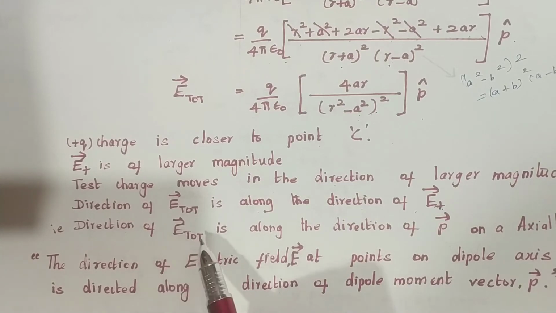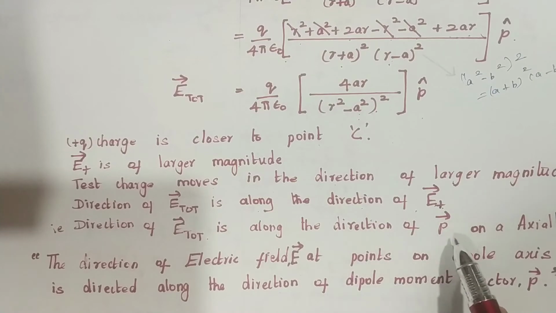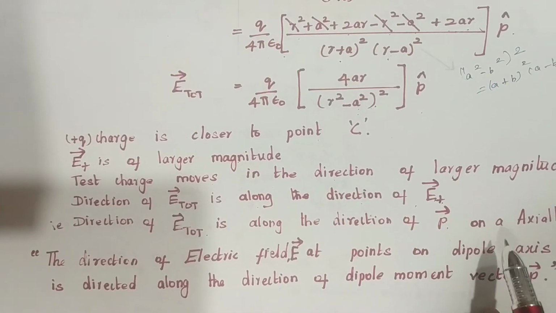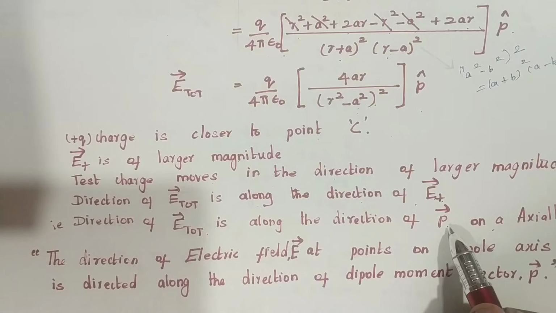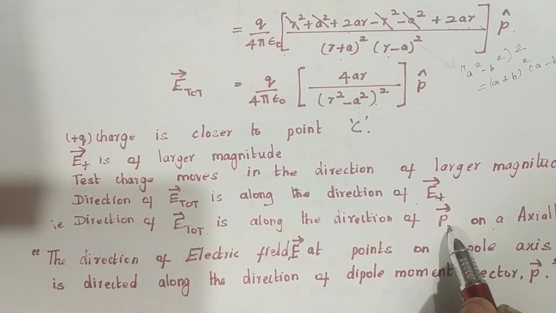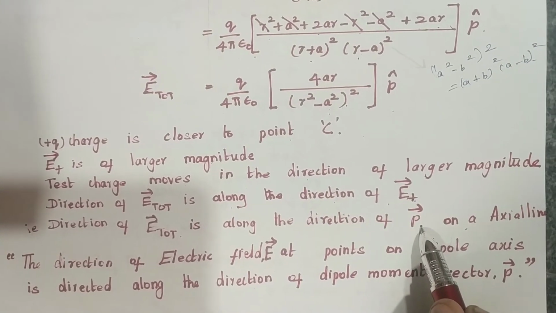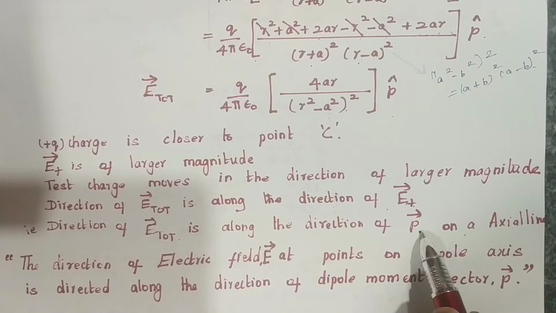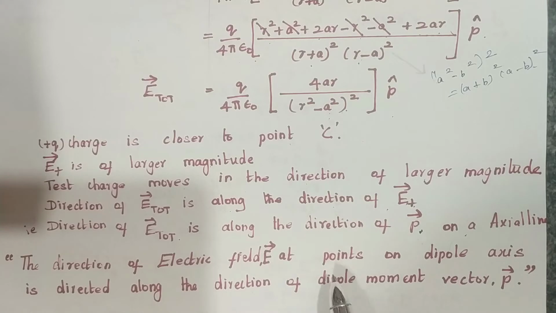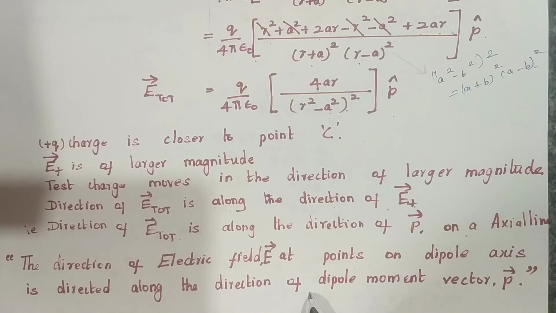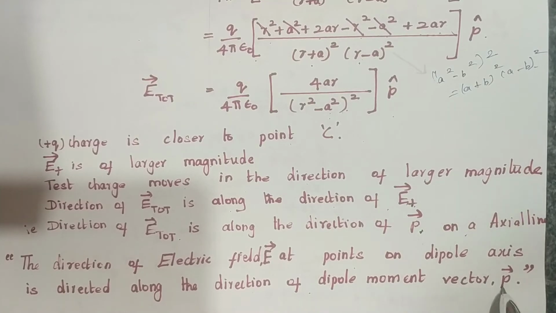That is, the direction of E total vector is along the direction of dipole moment P vector on the axial line. நம்மளுடைய dipole moment vector நுடைய direction வந்து minus Q to plus Q நமக்கு தெரியும். அப்போ E total நுடைய directionும் dipole moment நுடைய direction என்னது? Along same தான் இருக்கு, along the axial line. ஓகேயா? The direction of the electric field E vector at points on the dipole axis is directed along the direction of the dipole moment vector P vector.